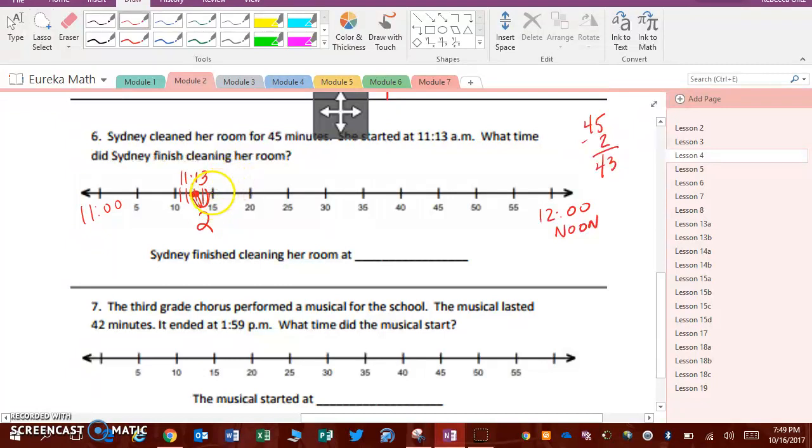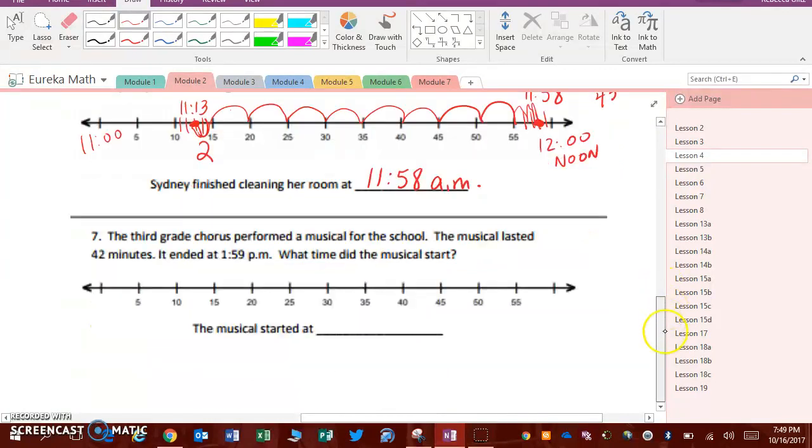So this is 5, 10, 15, 20, 25, 30, 35, 40. And now I need to go 3 more. So here's 1, 2, 3, my 4 tick marks. 1, 2, 3. It's a little hard to read, but this is 55, 56, 57. This is 11:58. So that's when she finished her room. We need to make sure we use our AM to show that it's morning time.